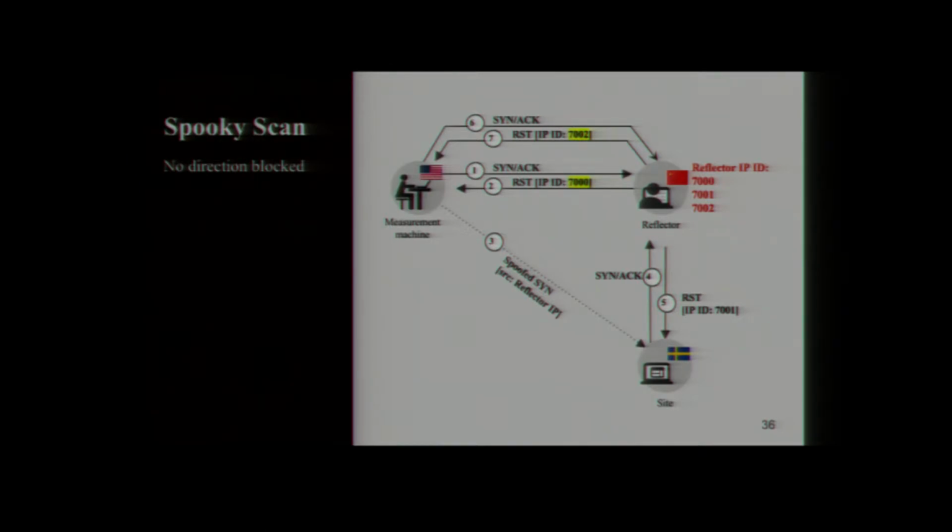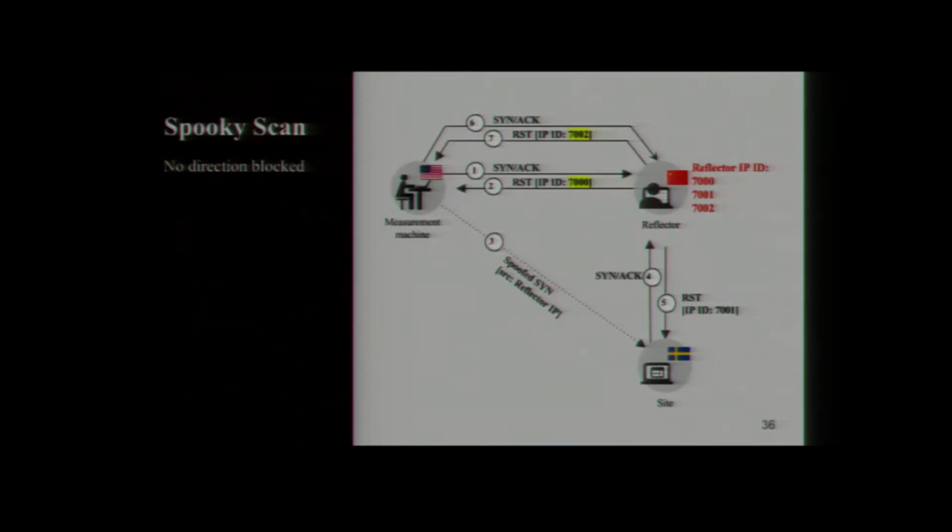Then the next step is I do an IP ID query again. I send a SYNACK again to the reflector, and I look at the value of the IP ID in the response. So in my view, there is going to be 7,000 and 7,002. So there is a jump in between. So I learn that somebody in between talked to my reflector. And if I repeat the query again a second after, I don't see that change. So I just see a jump of 1.